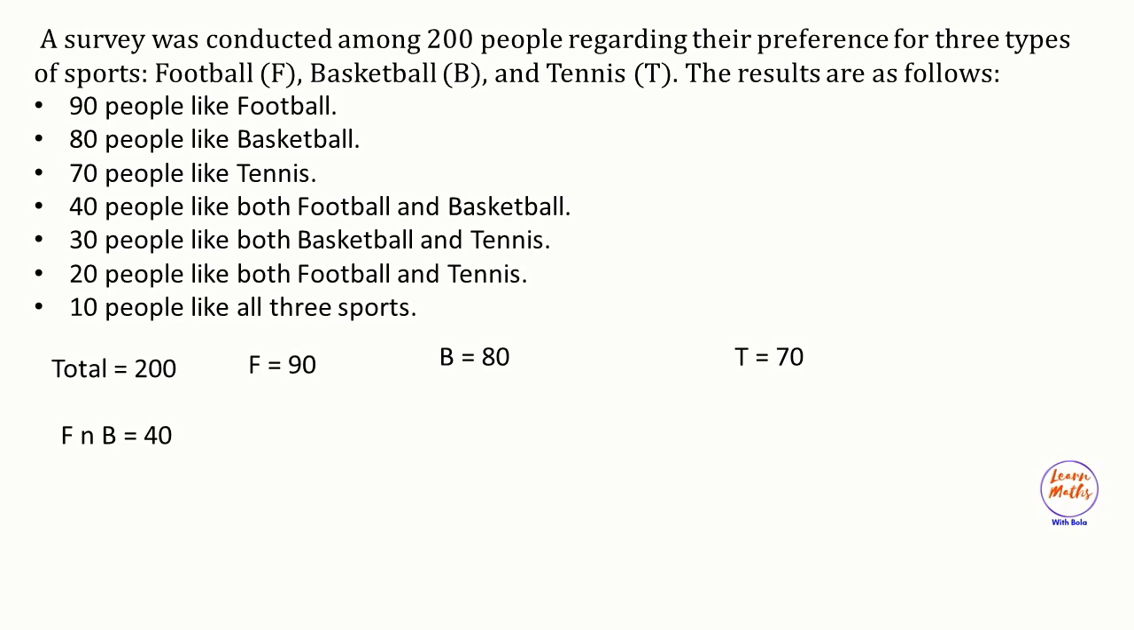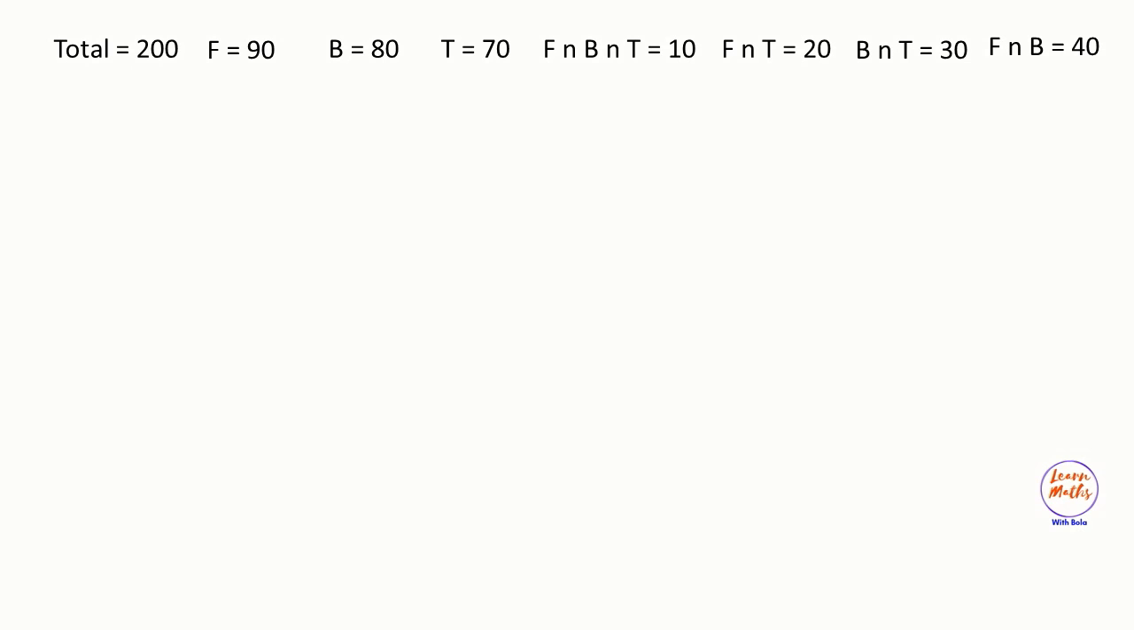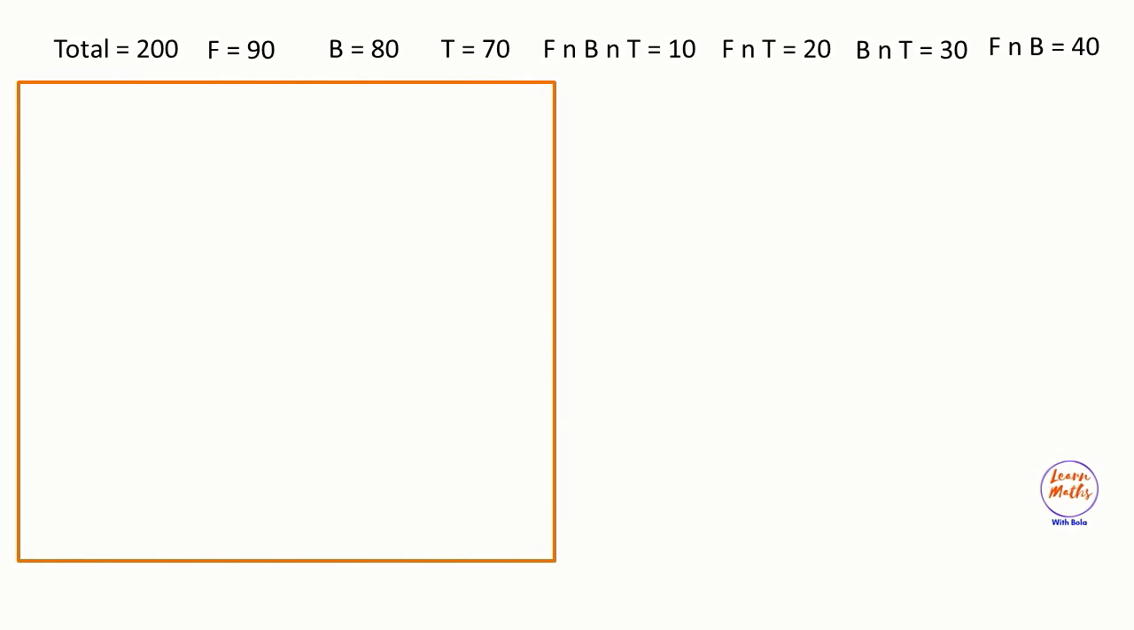Then you have the intercept for basketball and tennis is 30. Then football and tennis you have 20. And then we are told that the number of students who loves football, basketball, and tennis are 10. So these ones, they love football, they love basketball, they love tennis. So they love all three sports. The next thing, I've written out the information we got from the survey in a single file so that we can use that information to simplify and solve the questions.